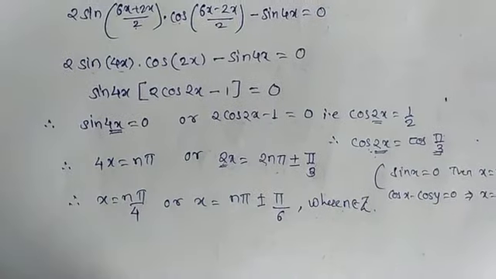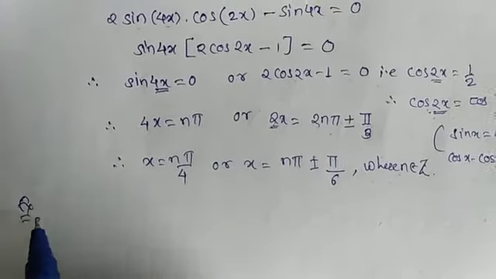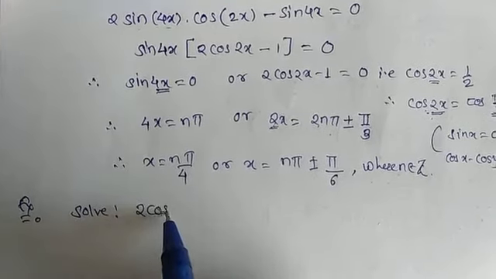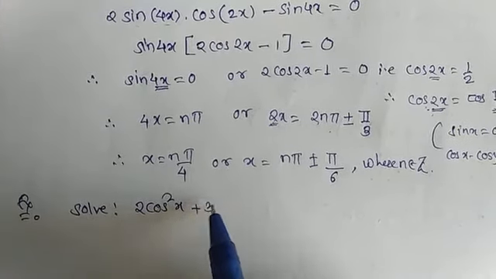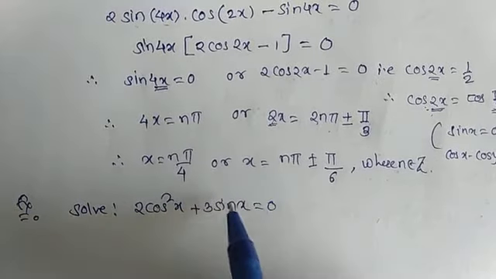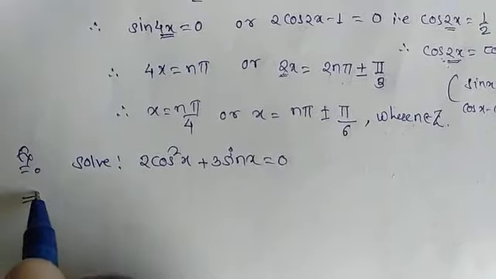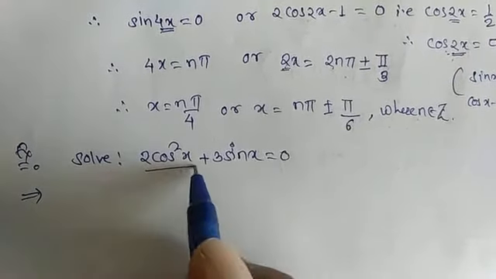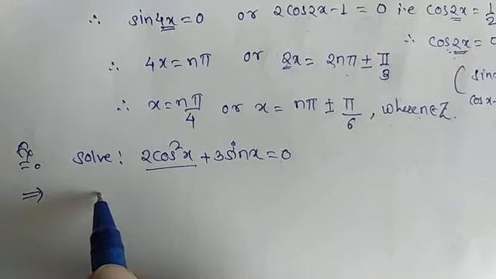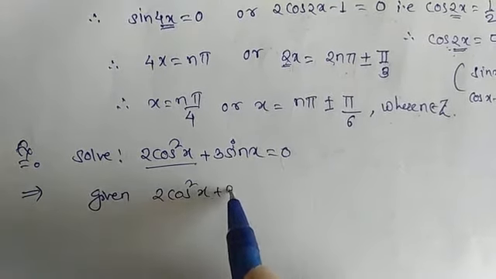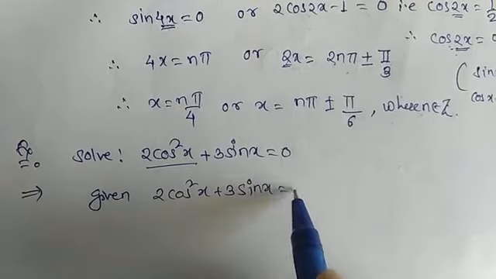Now consider the next example. Solve twice cos square x plus 3 sin x equal to 0. So here we consider the given equation: 2 cos square x plus 3 sin x equal to 0.